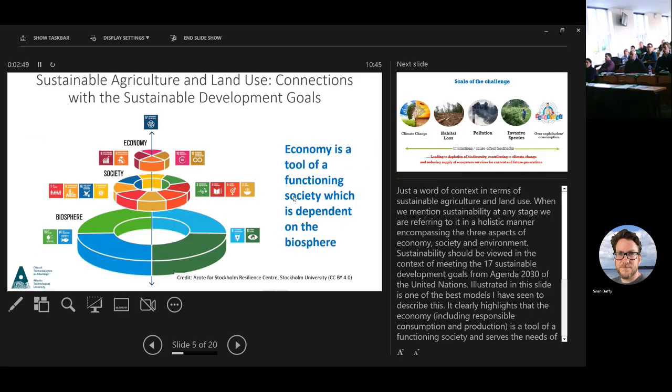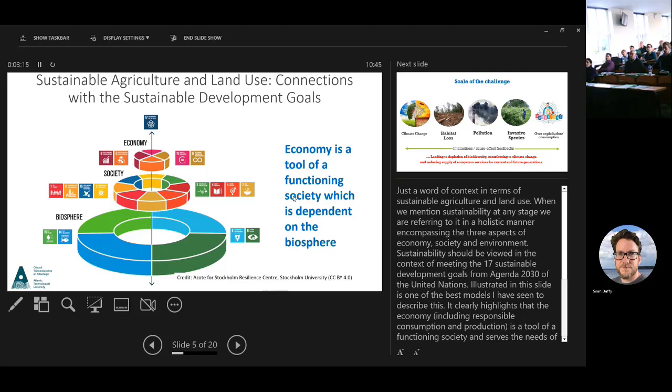Also, just a word of context, you might see we've mentioned the word sustainability quite a bit during this 8-week course, and just a word of context on what we mean in terms of sustainable agriculture and land use in general. So this is one of the best diagrams I've seen to actually present what sustainable development is. This is a diagram representing the 17 Sustainable Development Goals of the United Nations to 2030.